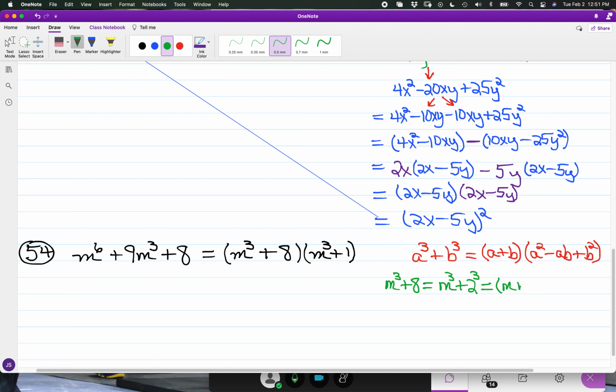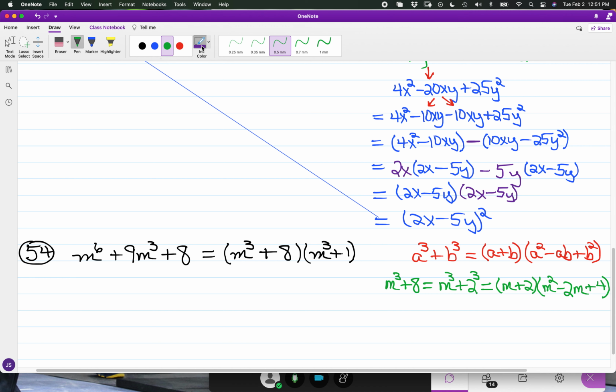So this is going to go to m plus 2, times the quantity. Now a squared becomes m squared, and we have minus a times b, which will be the subtraction of m times 2, and we'll just write this as negative 2m. And plus b squared is going to be plus 2 squared, which is going to go to 4.